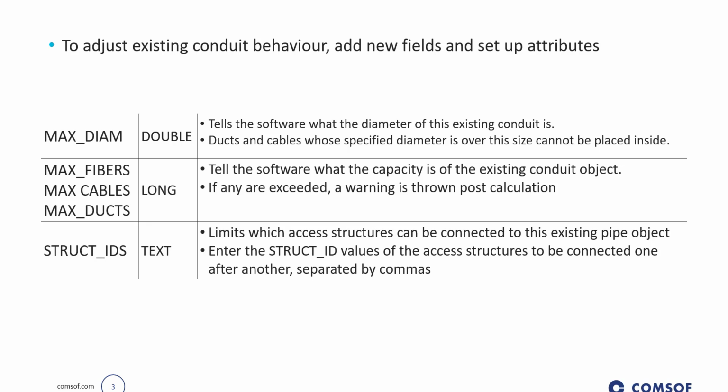Struct IDs tells the software which access structures can be connected to this existing pipe object. Enter the struct ID values of the access structures to be connected one after another, separated by commas.